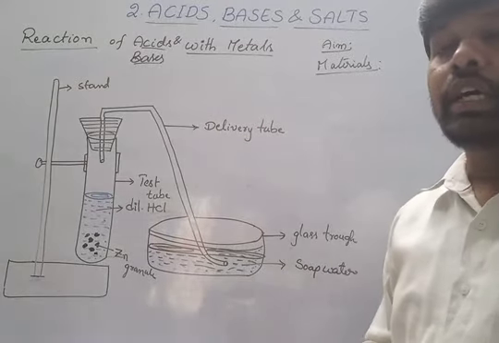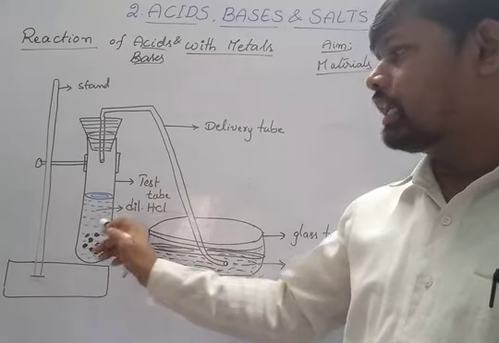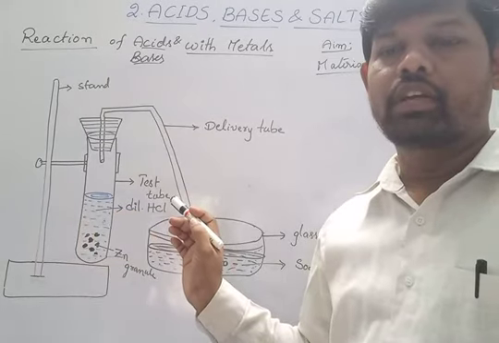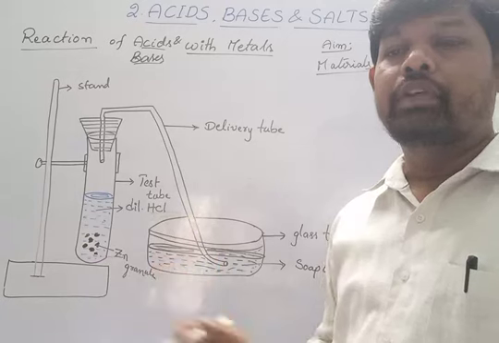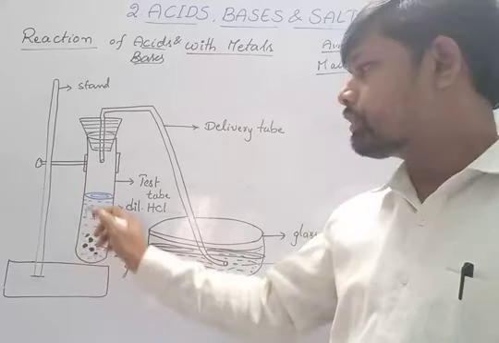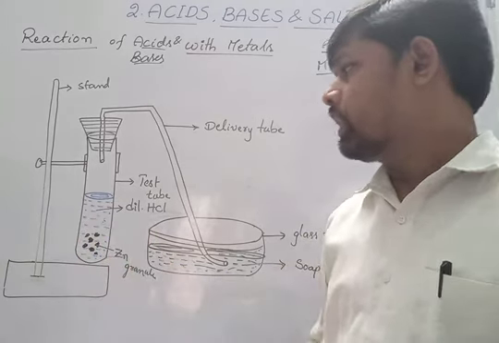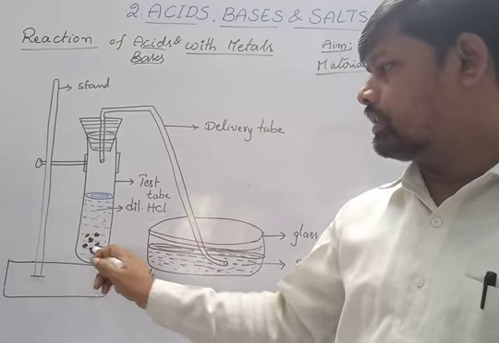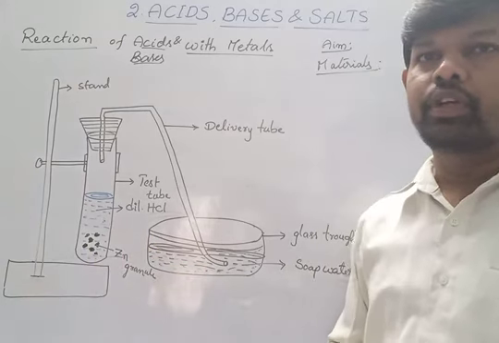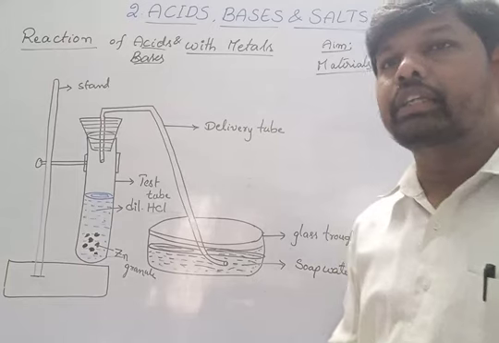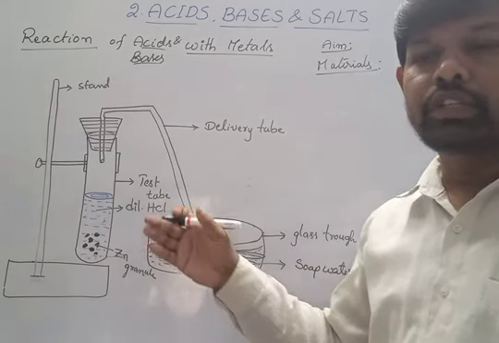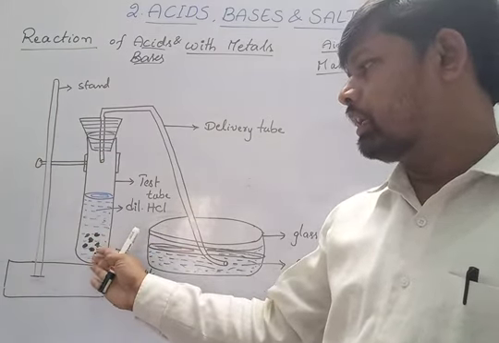Now take about 10 ml of dilute HCl in the test tube. How much dilute HCl we have to take? Only 10 ml. In this, we have to add a few pieces of zinc granules to the dilute HCl. Then what happens? This is an acid, and zinc is a metal. Then automatically a chemical reaction takes place. When these two substances react, some new products will be produced.